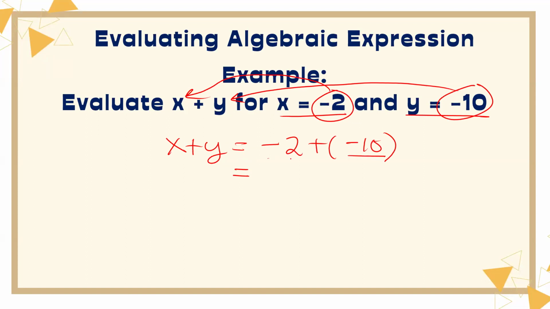Both numbers have the same signs, right? So we simply add the absolute values of the numbers. What's 2 plus 10? 12. And then we adopt the common sign of the two numbers, that's negative. So the answer would be negative 12. So that's how easy it is, right?